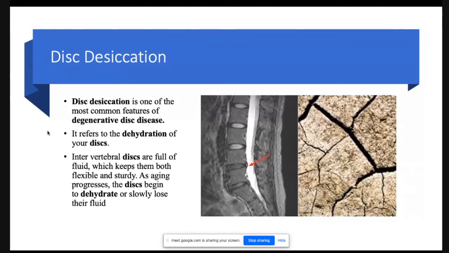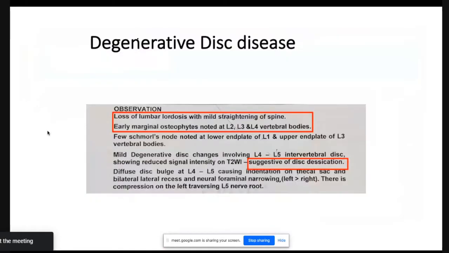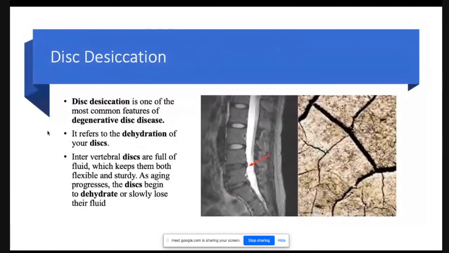Disc desiccation is the most common terminology we get, and here it is dehydration. It refers to the devoid of water content in the intervertebral disc. That is the understanding here. We know the intervertebral disc has a jelly-like substance, a fluid-rich structure. As age progresses, when the person is in his fifth or sixth decade of life, or even if he is indulging in all these Vatakara Aharas and Viharas, this is how we have to interpret here.